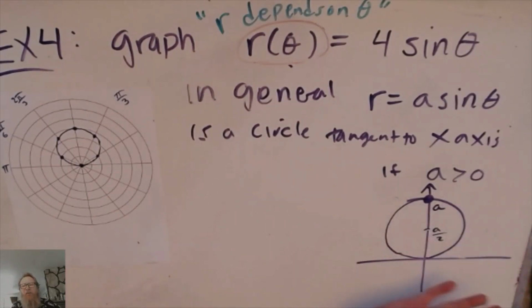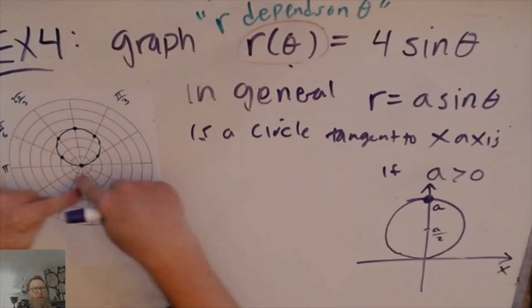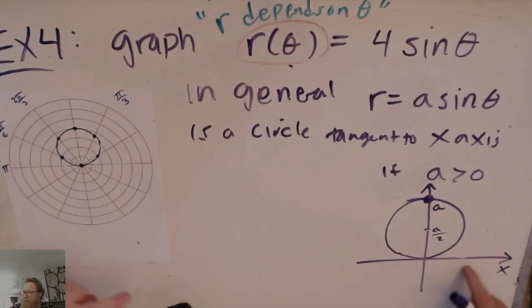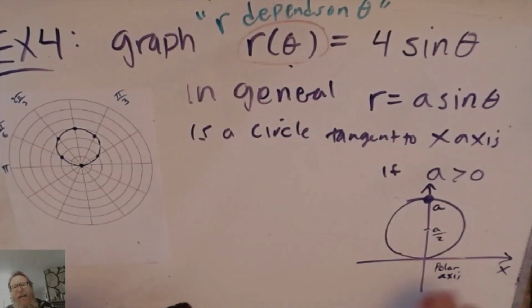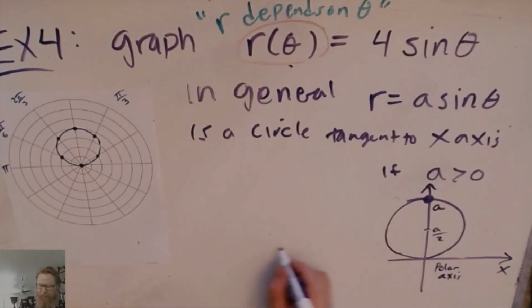So if A is greater than 0, then the graph is above what we used to call the x-axis. It's now called the polar axis. You can still call it the x-axis if you want. Everybody will know what you mean. But technically, you want to be the life of the party. Well, I beg to differ. It's called the polar axis.